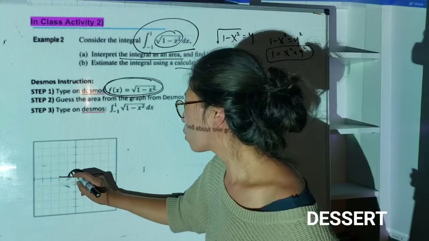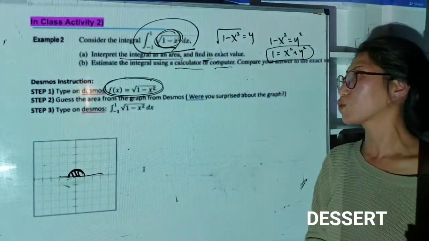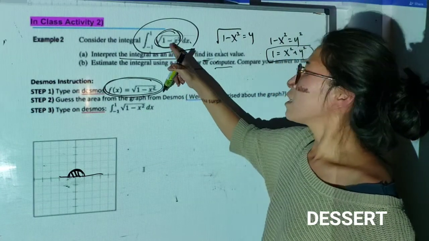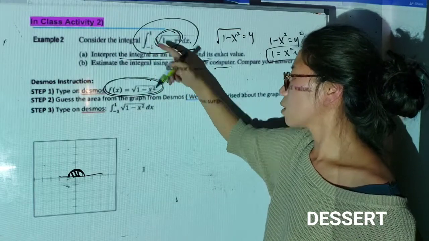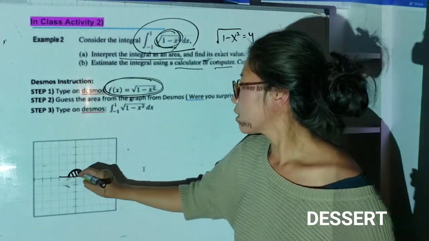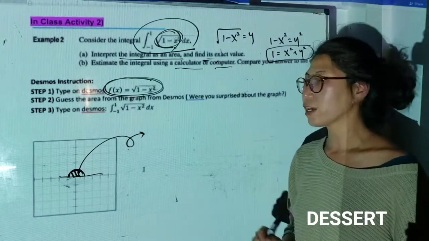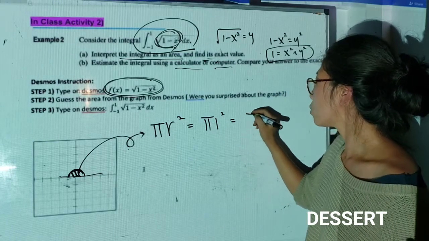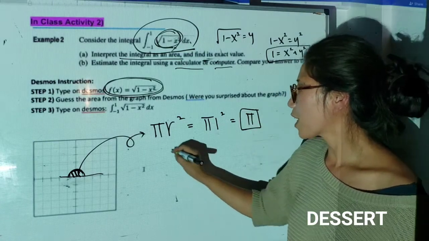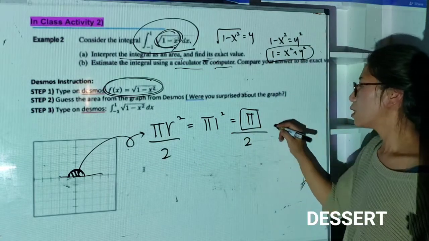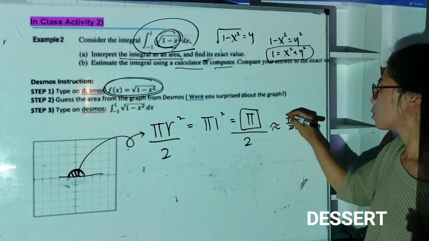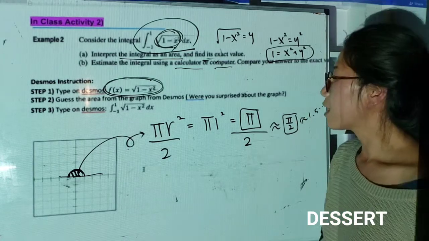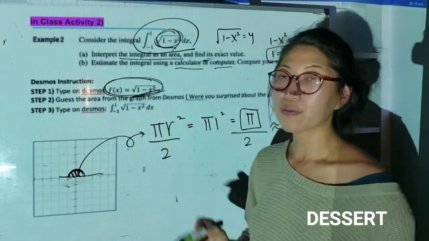So I want you to actually recognize this one. It will pop up a lot in calculus 2 as well. So they're saying find the integral, find the area from -1 to 1. So I want you to find the area algebraically. How do we find the area? Pi r squared. My radius is 1, so my answer is pi. And then don't forget, we have to divide by 2 since it's a half circle. So my value is pi over 2, which is 1.5 something, right?